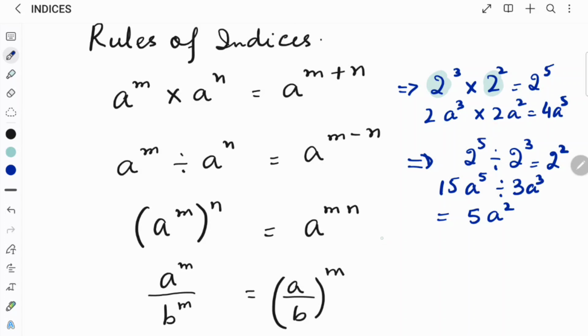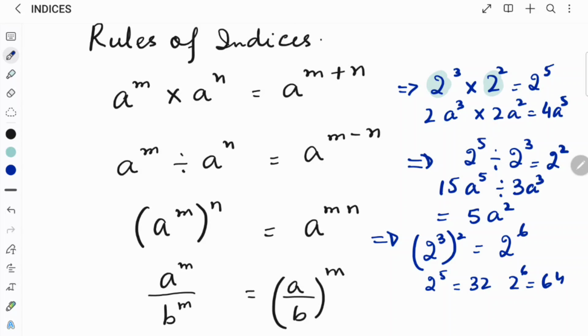For example, in this type of question, if it is written 2 to the power 3 and then square, that will become 2 to the power 3 times 2, which is 6. In case of evaluate, you write down the whole answer. Like if you are getting 2 cubed, you must write down that is 8. If you are getting 2 to the power 5, then you must write down 32. If you are getting 2 to the power 6, then you write down 64 as the answer if the question is of evaluate.